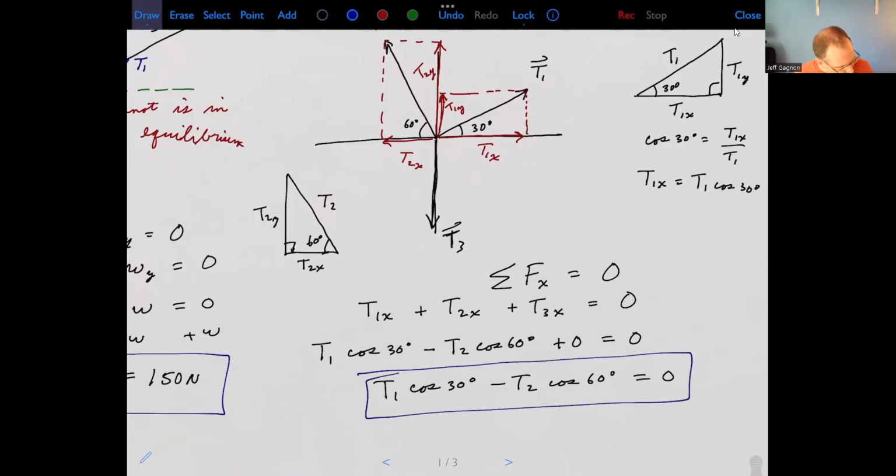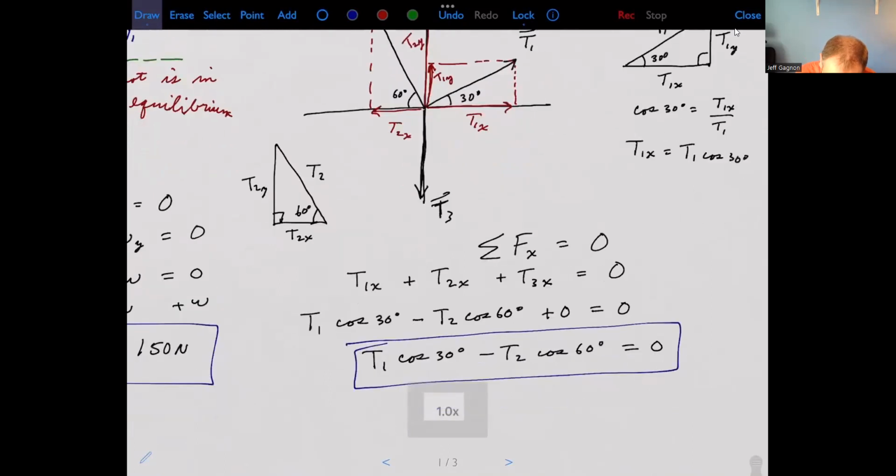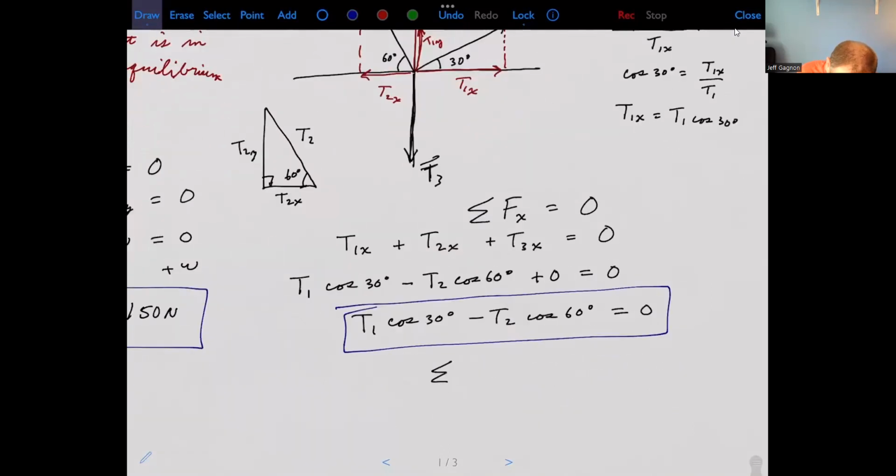Okay, I'm going to do the same thing now, but for the y direction. So now I want to sum the forces in the y direction and set them equal to 0. So I have the sum of the forces in the y direction is equal to 0. So now I want the y component of T1 plus the y component of T2 plus the y component of T3. And that's got to equal 0.